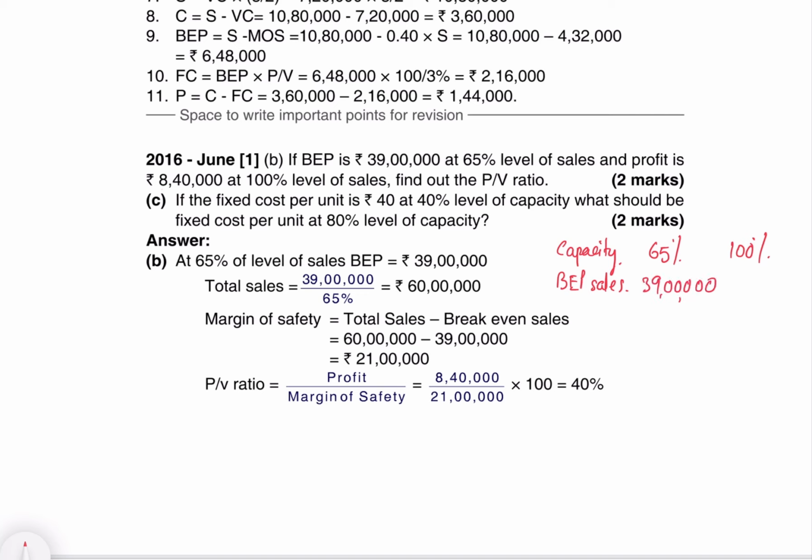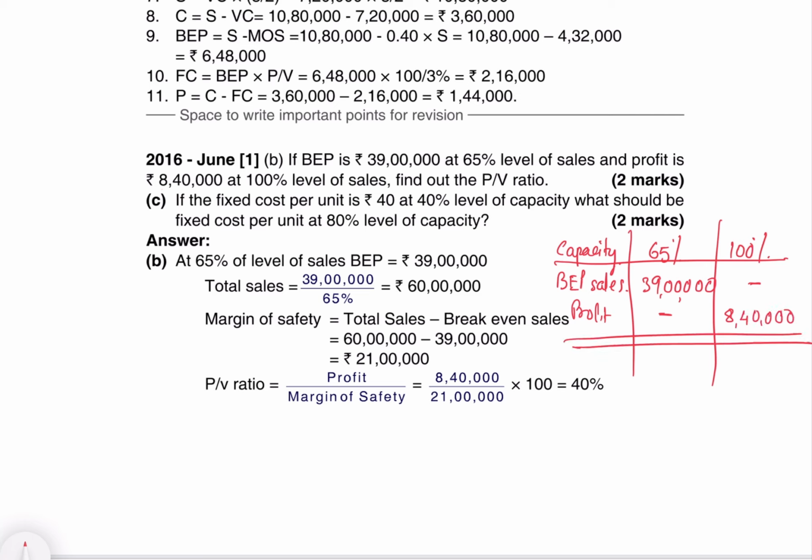And at 100% level they have given profit, not the sales. They have not given sales. They have given the profit of 8 lakh 40,000 rupees. And they have told you to find PV ratio.